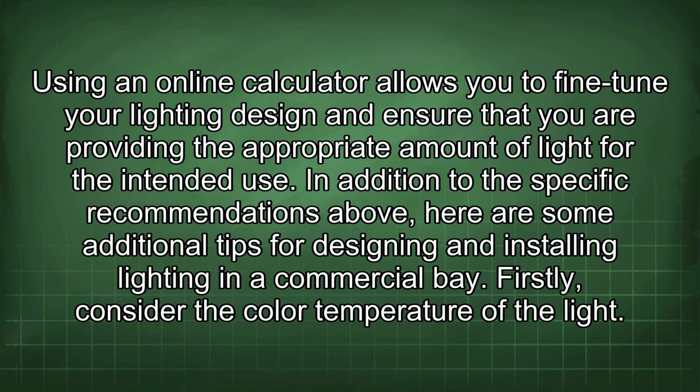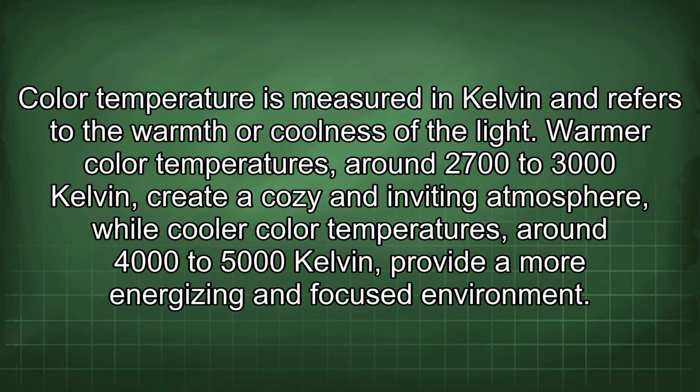In addition to the specific recommendations above, here are some additional tips for designing and installing lighting in a commercial bay. Firstly, consider the color temperature of the light. Color temperature is measured in Kelvin and refers to the warmth or coolness of the light. Warmer color temperatures around 2700 to 3000 Kelvin create a cozy and inviting atmosphere, while cooler color temperatures around 4000 to 5000 Kelvin provide a more energizing and focused environment.